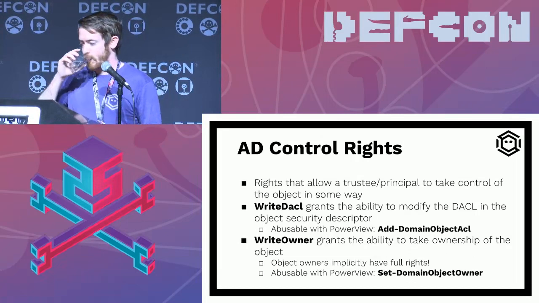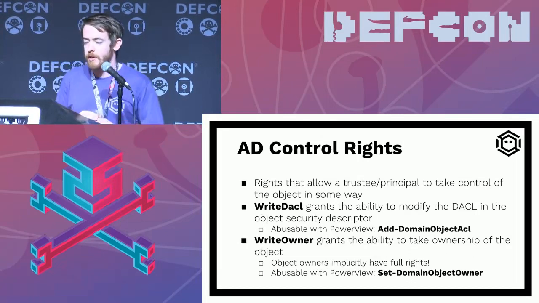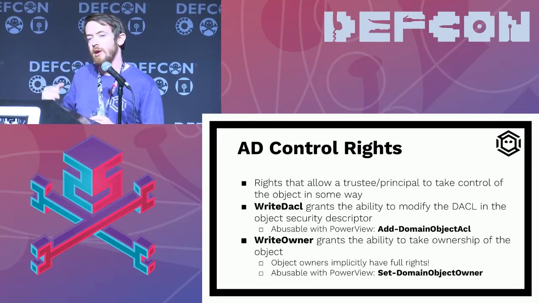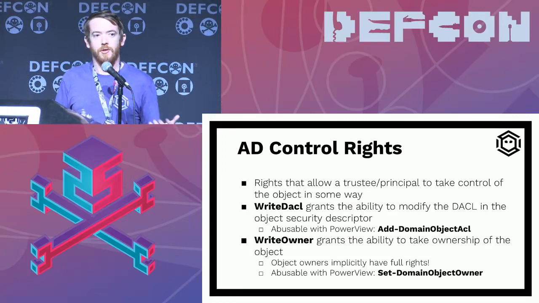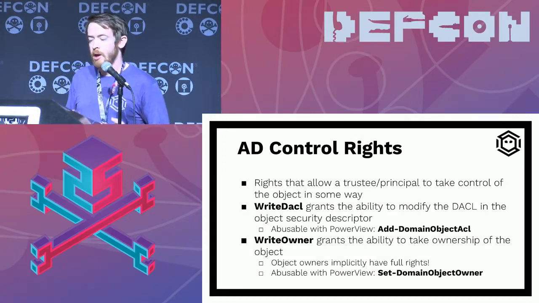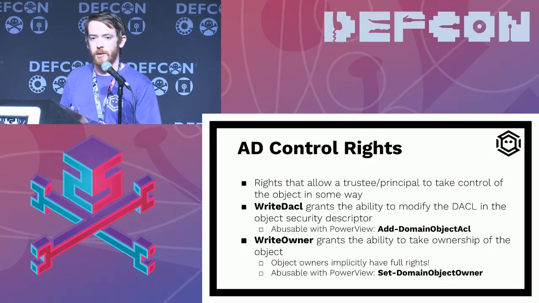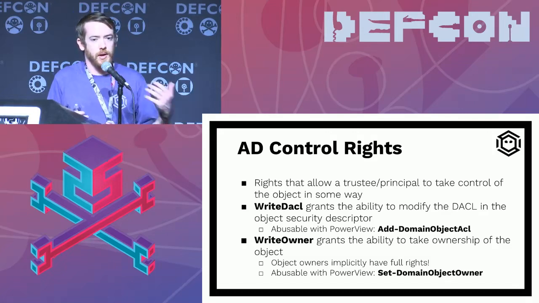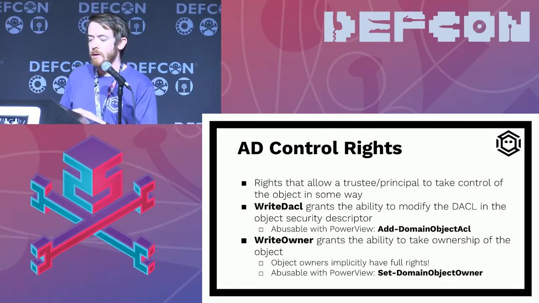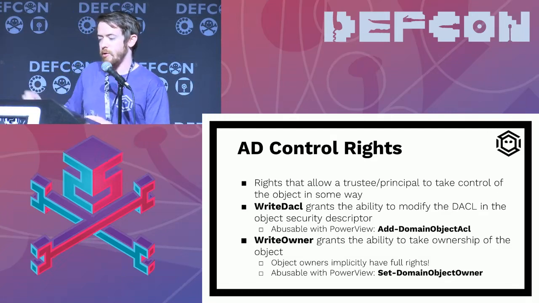So, control rights. These are rights that allow a principal or trustee to take control of a particular object. So, if you have write DACL, you have the ability to modify the security information for an object. You can add whatever new ACE entries you want, so you can grant yourself whatever rights. So if you have write DACL in the domain, you can grant yourself DC sync rights. And again, that's abusable with add domain ACL.